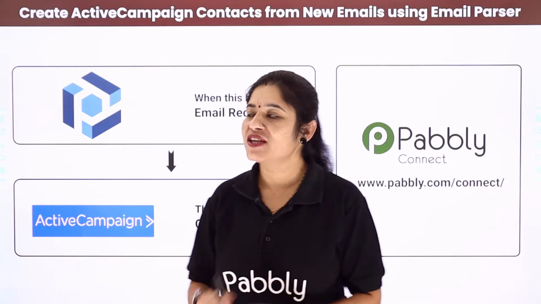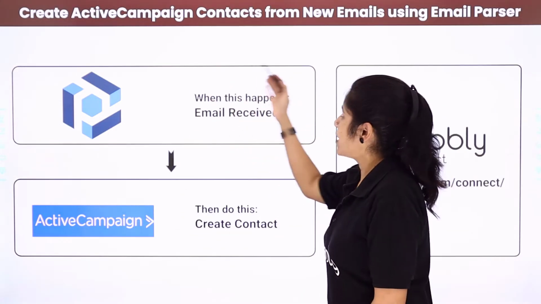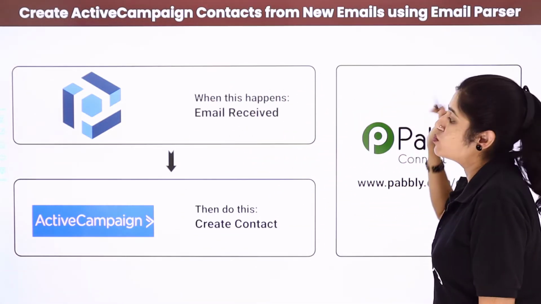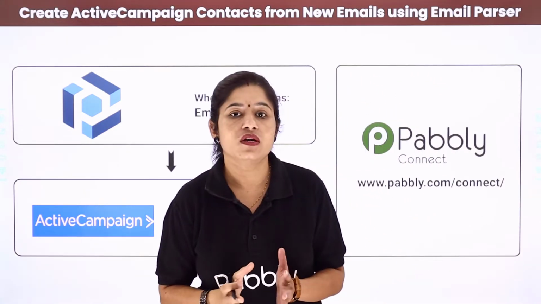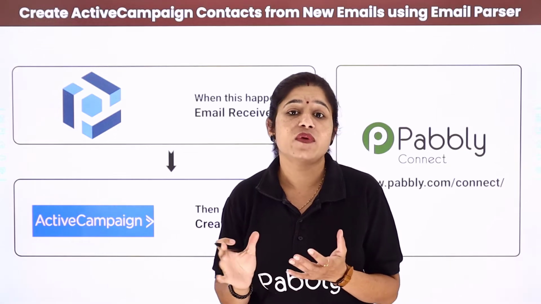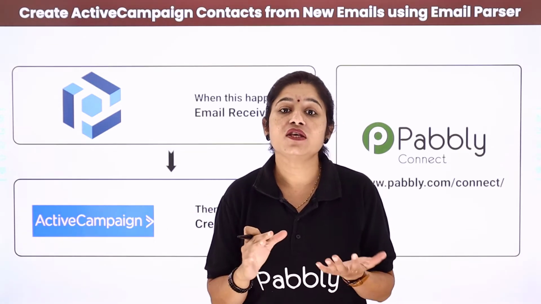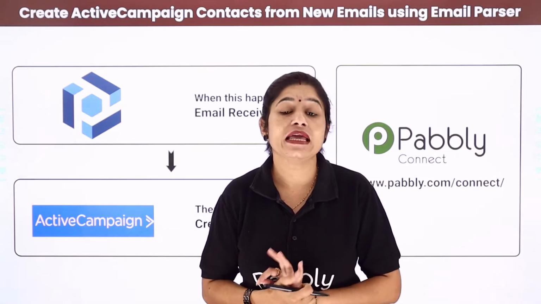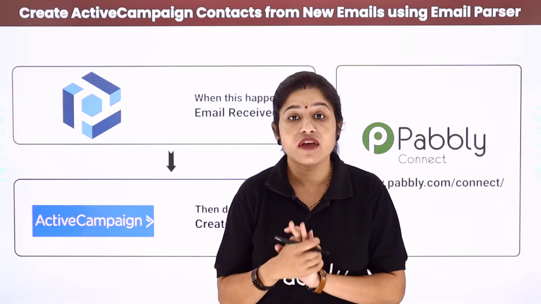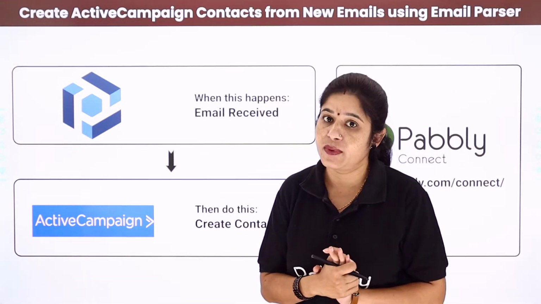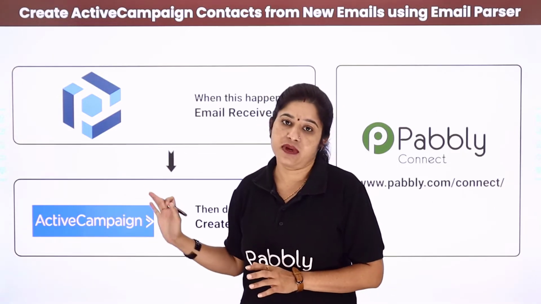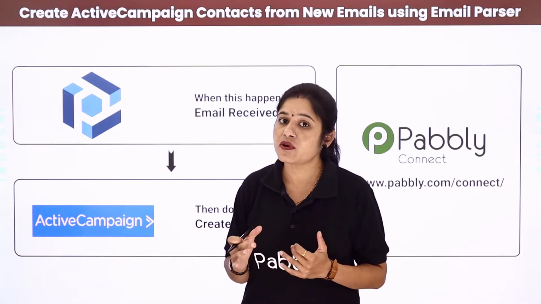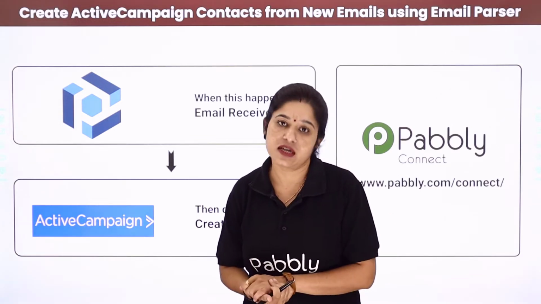In this video we are going to learn how you can create ActiveCampaign contacts from new emails using email parser. So let's take an example that you are a business owner and your customers, prospects or your clients are contacting you for your products and services via email. Now you want that whenever you receive a mail from your prospect, automatically a new contact should get created into your ActiveCampaign so that you can contact your prospect and you can convert him as your customer.